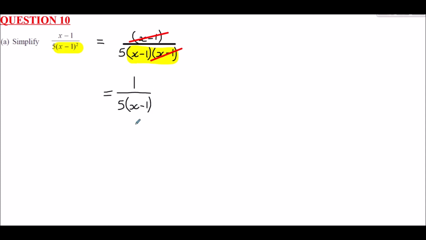If you really wanted to, you could write the bottom as 5x minus 5. You could write it in expanded form, but as it is, that's fine to receive full credit. So we can leave it like that, and we're done.